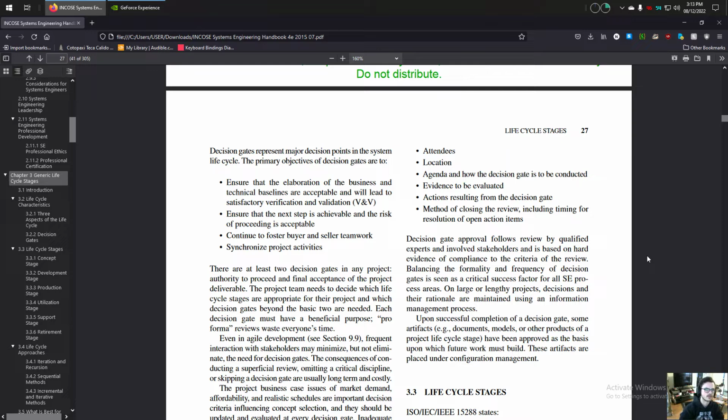Balancing the formality and frequency of decision gates is seen as a critical success factor for all systems engineering success areas. On large or lengthy projects, decisions and their rationale are maintained using an information management process. Upon successful completion of a decision gate, some artifacts, for example, documents, models, or other products of a project lifecycle stage, have been approved as the basis upon which future work must build. These artifacts are placed under configuration management.